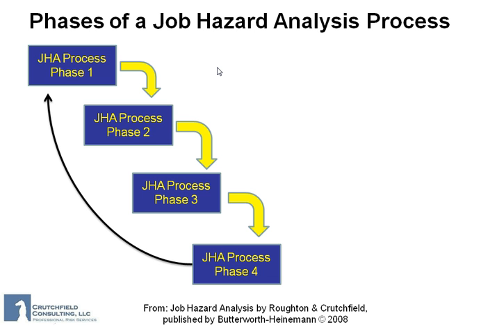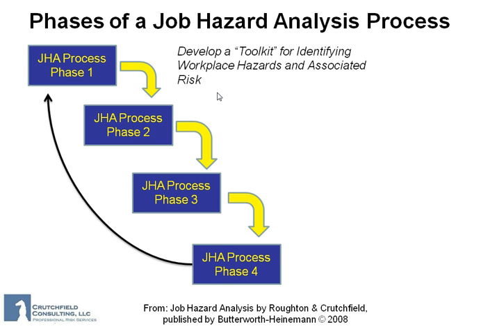Phase 1 is where we get into the development of a toolkit for identifying workplace hazards and associated risk. This would include the forms that you may be using for inspections, getting personnel involved, accident investigations, trend analysis, as well as how you intend to devise control mechanisms when you identify hazards that are out in your workplace.